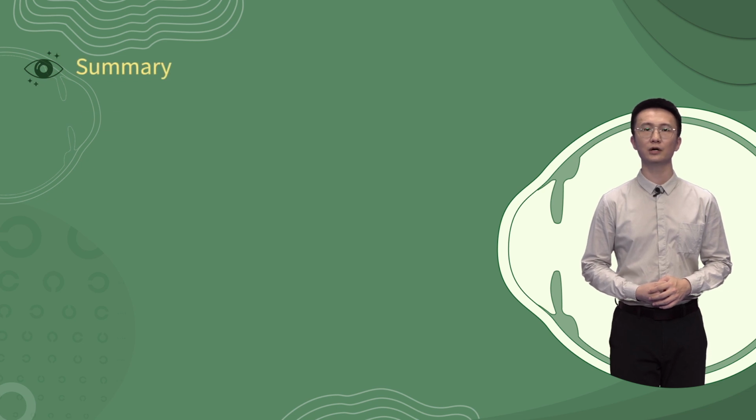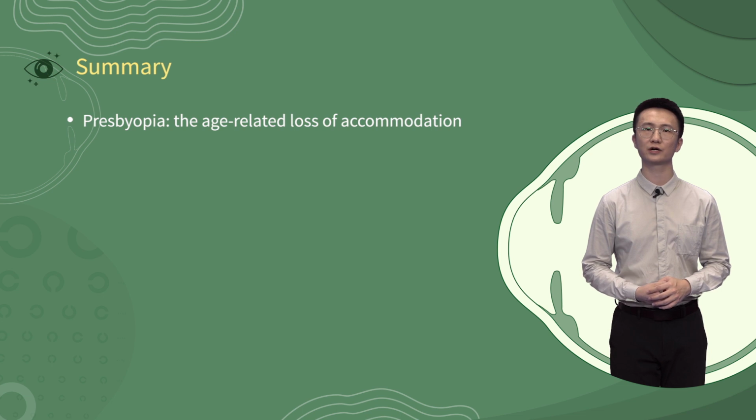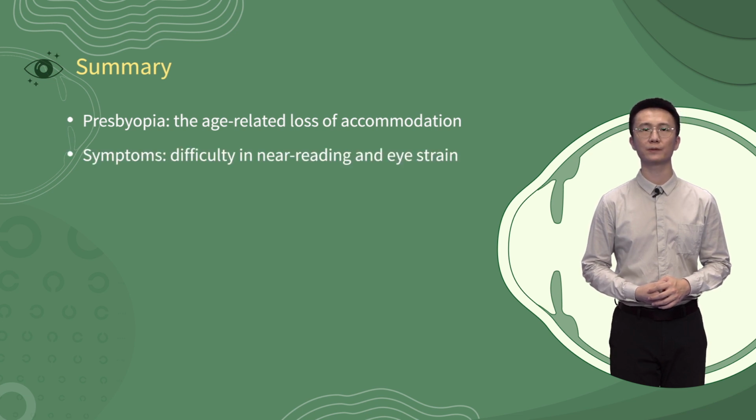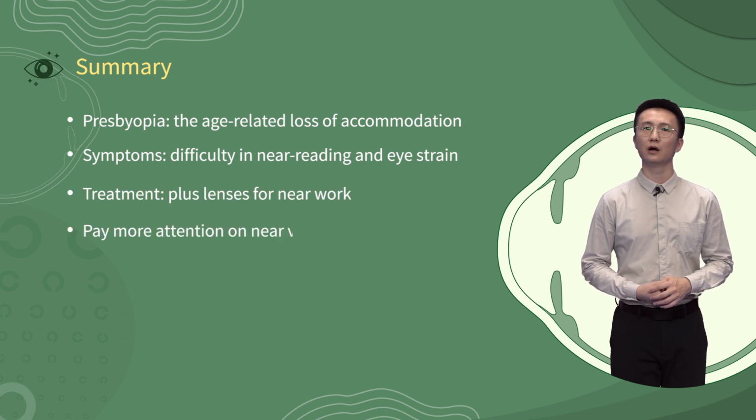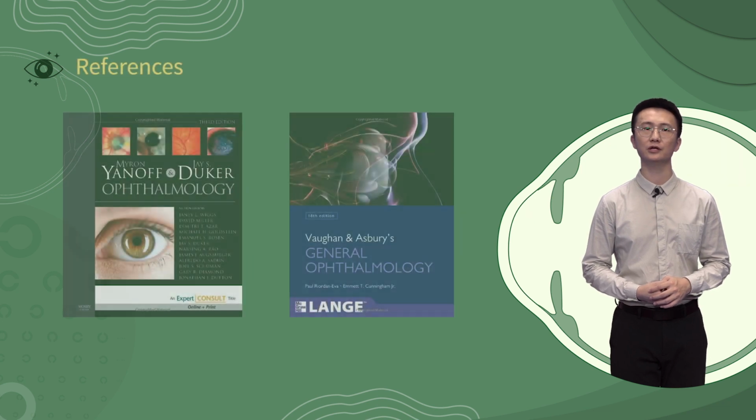In summary, presbyopia refers to the age-related loss of accommodation which brings about difficulty in near reading and needs plus lens for near work. Once we get an aged patient corrected for distant vision, we need to take care of close-up vision. And here are the references.